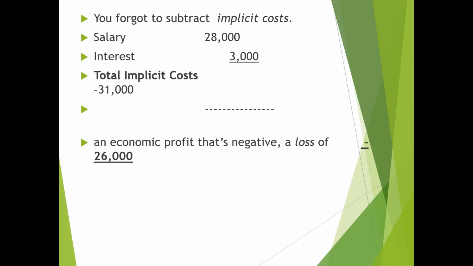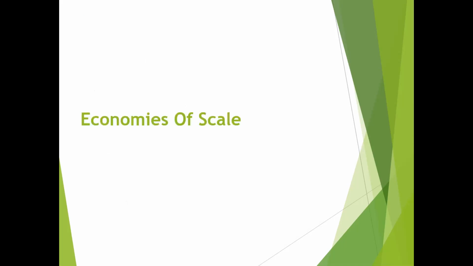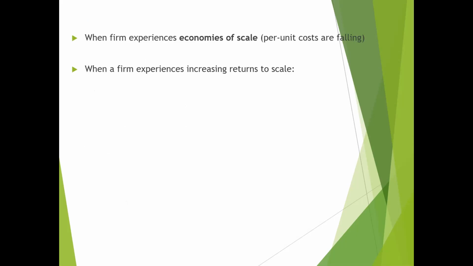Now, the next concept is economies of scale. Now, when the firm experiences economies of scale, per unit costs are falling. So when a firm experiences economies of scale, with increasing returns to scale, the long run average cost curve declines. Your per unit cost is falling. So economies of scale means you're getting more out of it. Your per unit cost is falling.